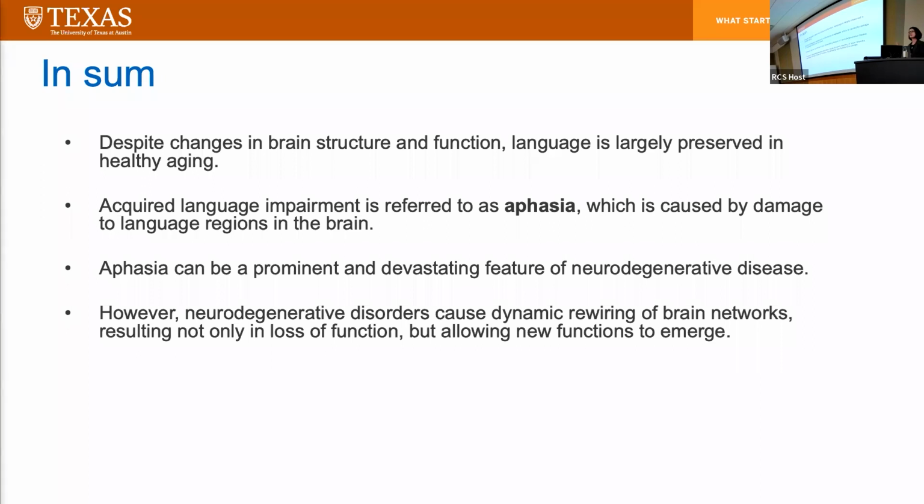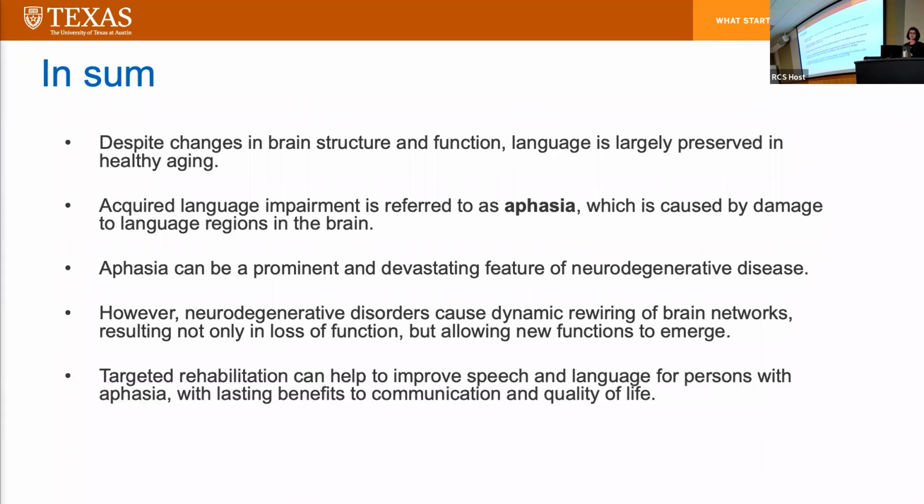However, hopefully I've shown you that neurodegenerative disorders cause dynamic rewiring, and that it's not only a story of loss of function, but we may see new functions emerging as well. And lastly, targeted treatment can help to improve speech and language for people with aphasia with lasting benefits, both in terms of communication and overall quality of life.